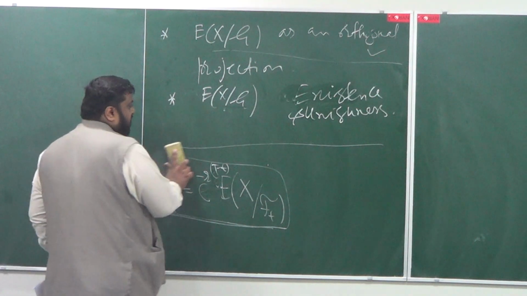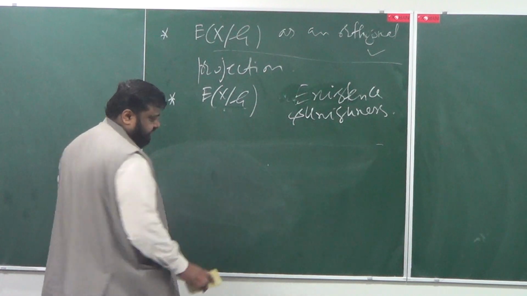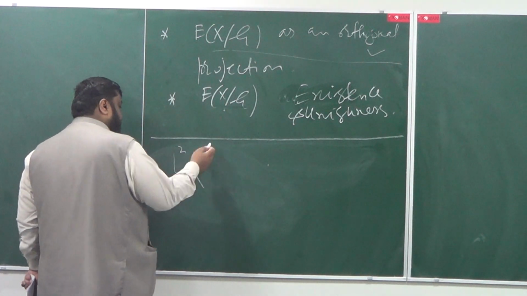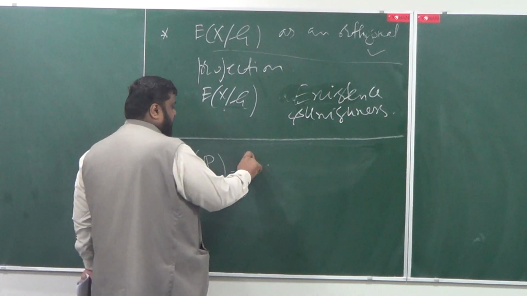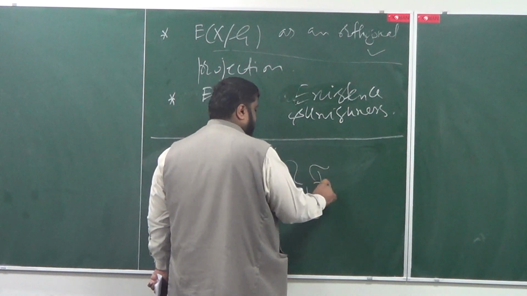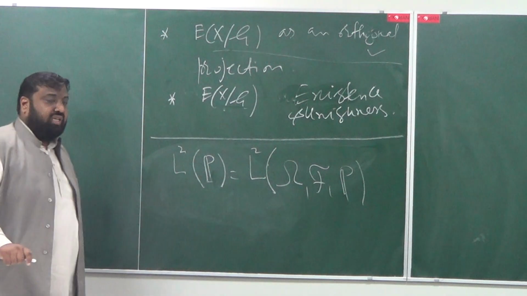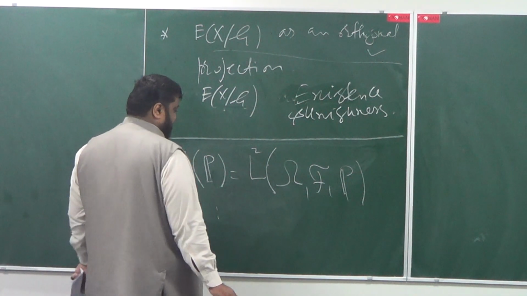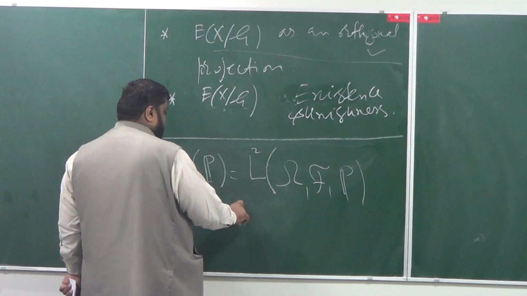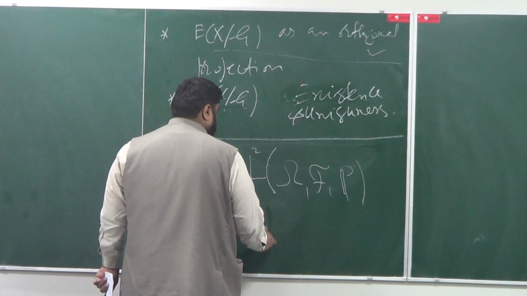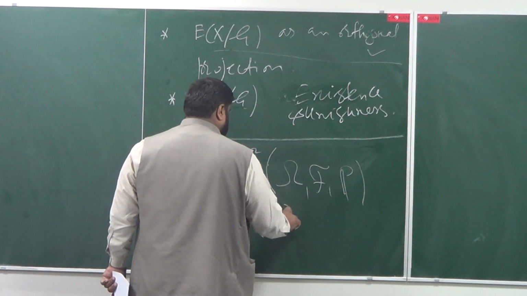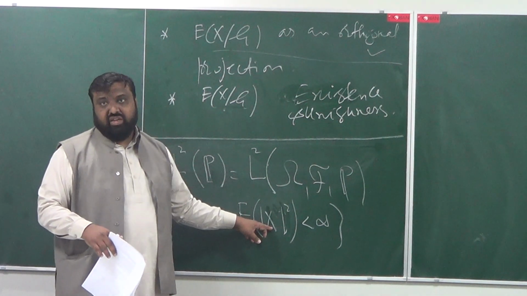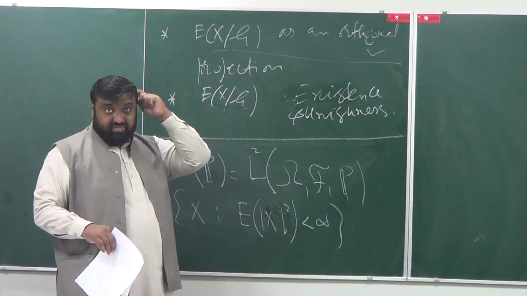Okay, let's move on to the first objective. I'm not going to go into detail, but by L2 of P, or sometimes L2 of omega, F, P, I mean the collection of random variables X such that the expectation of absolute X squared is finite. That is, square integrable: the integral of the square of the random variable with respect to the probability measure is finite.